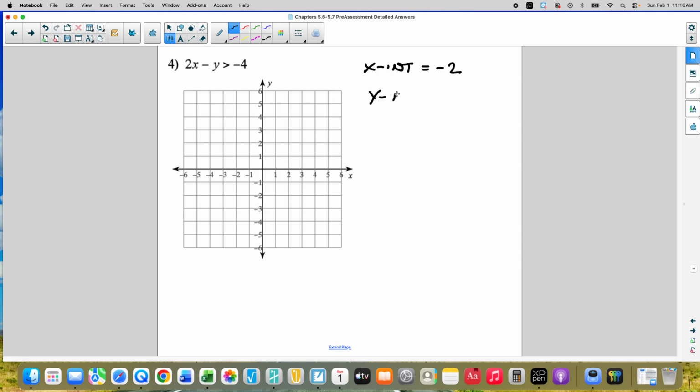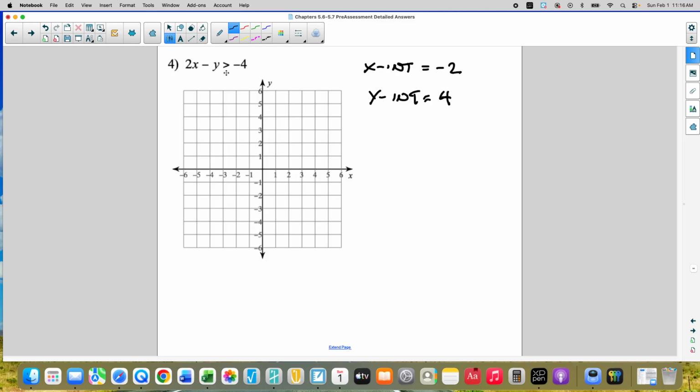And my y-intercept, I'm going to cover up this x value. I'm left with negative y is greater than negative 4. I'll divide by negative 1. And my y-intercept is going to be positive 4. I don't have inequalities because I'm talking about points. I'm talking about where this line crosses the x and y axes. So don't worry about the inequalities here.